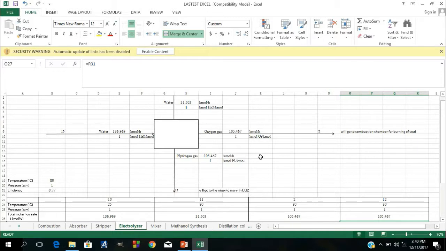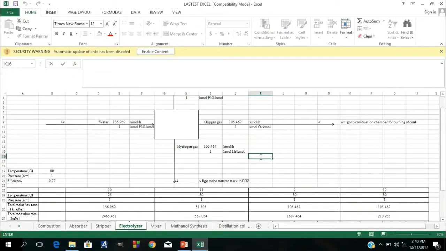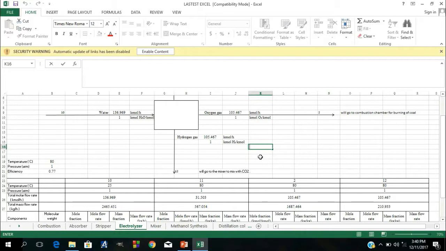In the electrolyzer, hydrogen gas and oxygen gas are produced. The system is operated at 80 Celsius and 1 atm. The output for the oxygen gas is 1687.64 kilograms per hour, at a temperature of 80 Celsius and 1 atm. The output temperature for the hydrogen gas is 80 Celsius and 1 atm also.